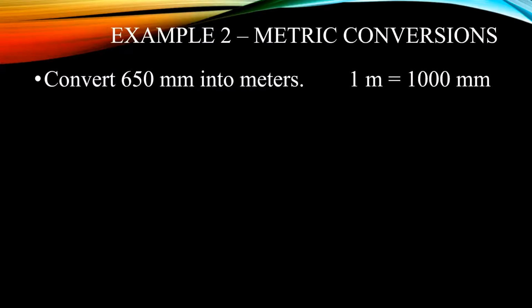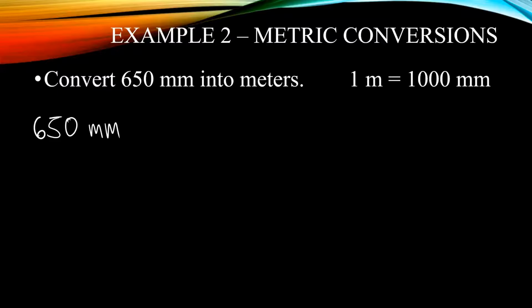Let's try another one that involves some metric conversions. So we're going to be converting 650 millimeters into meters. The prefix milli means 1/1000th. So a millimeter is 1/1000th of a meter. That means there's 1,000 millimeters in 1 meter.